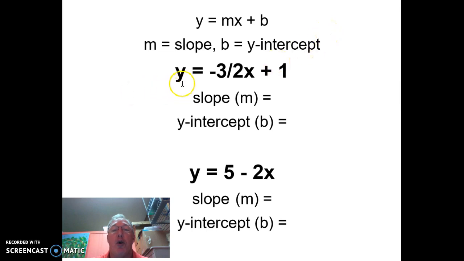Look at the first formula. Y equals negative 3 over 2 times x plus 1. What number is there for the slope? It's negative 3 over 2. That's the number we'll use for our rise over run. What number is represented for b, the y-intercept? The number 1.